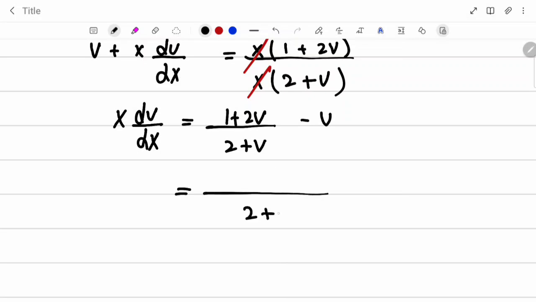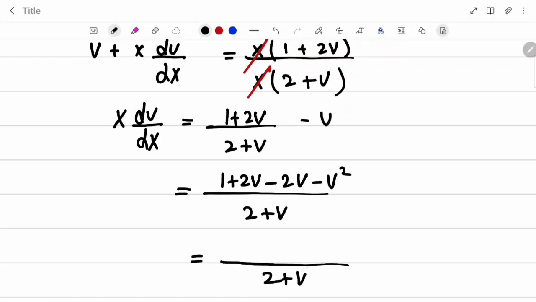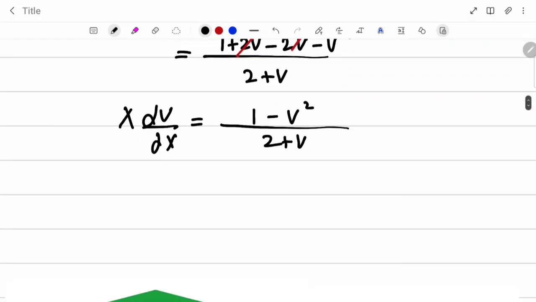Now take the LCM, 2 plus v. So we have 1 plus 2v minus 2v minus v square, upon 2 plus v. Then we have 1 minus v square. Why? Because these two are cancelled out. And there we have x dv over dx.